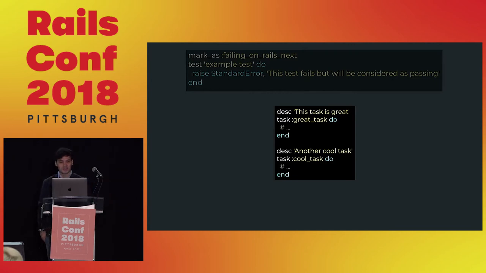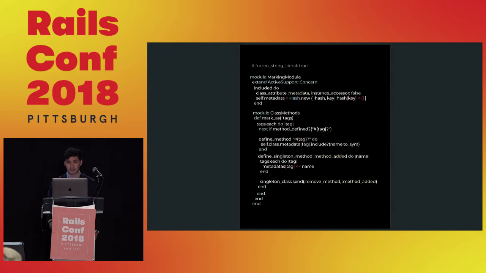So the markers feature comes from a little module that we created. It's only a few lines of code, so don't expect too much from it, really. By itself, it's not what makes the test pass. However, it helps us mark tests with various tags. So in that case, marking tests that are failing on Rails Next. But we also use it for different things, such as marking tests that are too slow, or things like that. I'll explain how we make use of the marks after. But first, let's have a look at our marking module.